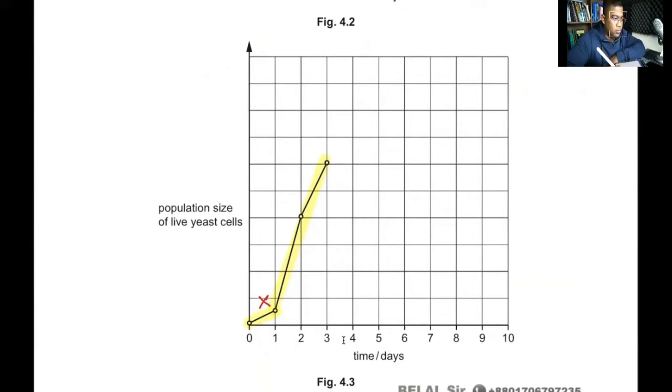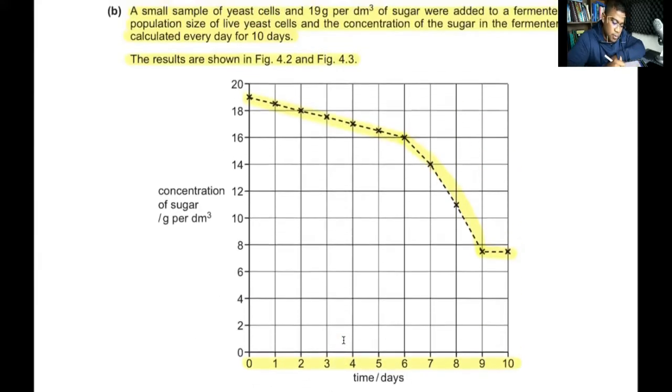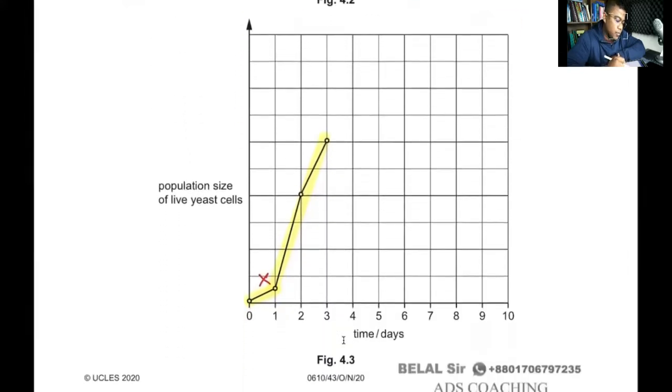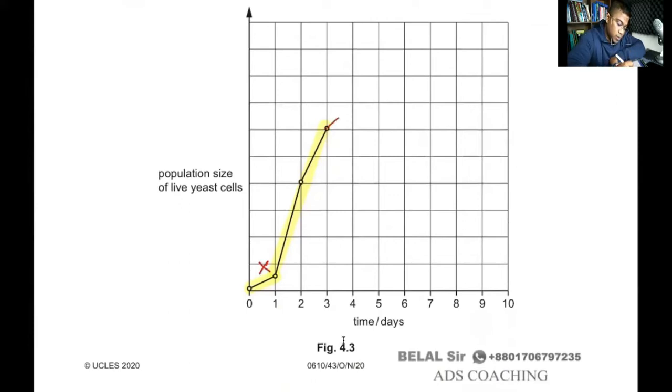Okay, so we have this experiment going on until day 10. We can assume since from day 6 to day 9, concentration of sugar decreased rapidly. So we can assume from day 6 to day 9, we can draw a graph like this. It gradually decreases and followed by that it holds.